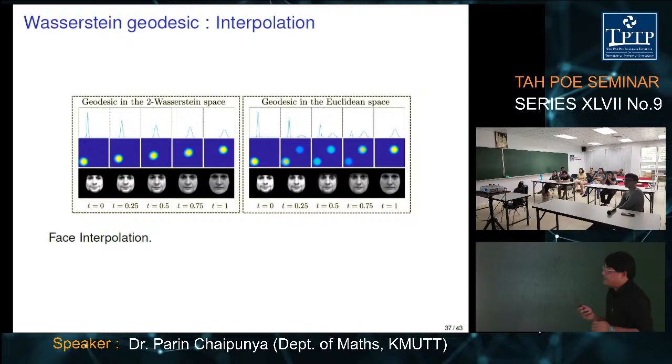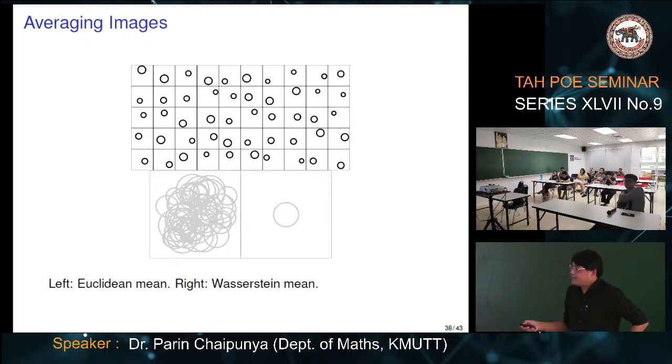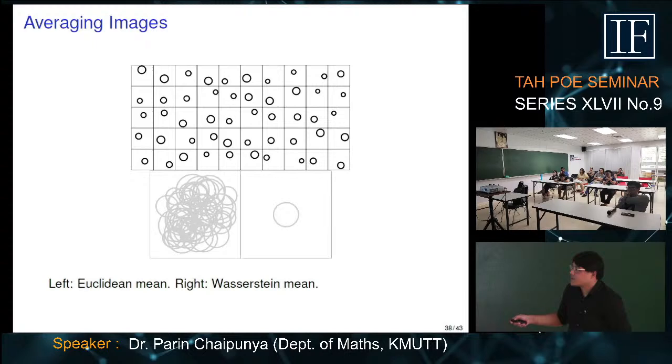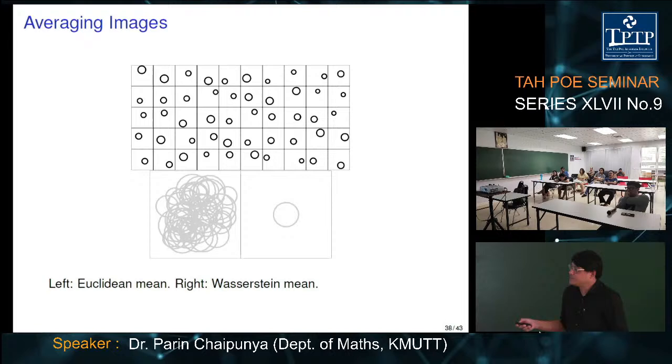This one is averaging images. You compute the barycenter of several distributions. So you have 50 random images of a circle. The circle is randomized. The position is randomized. The radius of the circle is also randomized. And you want to average these images on the left-hand side. If you directly use the Euclidean mean, you will get this, so all of the circles are grayed out. But if you apply the Wasserstein mean, you have this. And it is right at the center because all the circles are generated using the normal distribution.